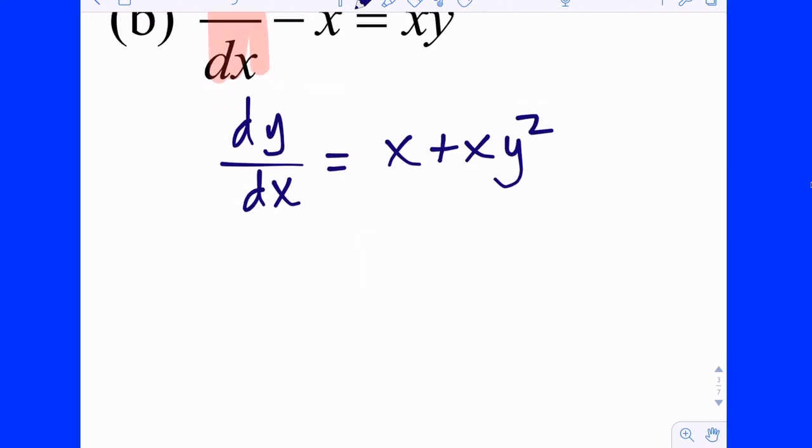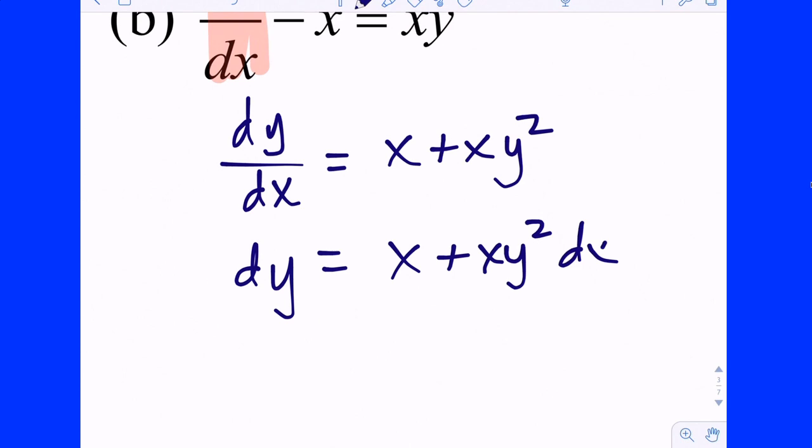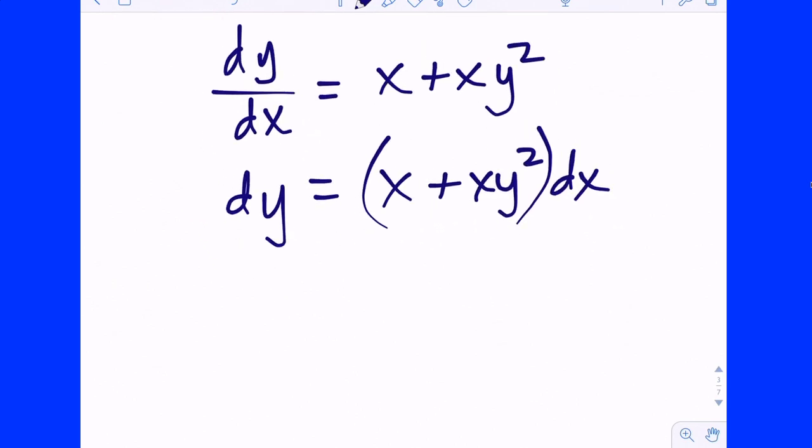Now if you multiply both sides by dx, that wouldn't be bad, but here's what you have to be careful about. Could you just do it like that? No, it would have to be in parentheses. Is that the separation we want? I still have a y on the right. How do I get the y from the right to the left? Factor out, there you go.